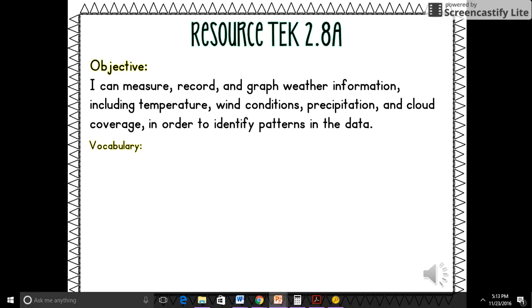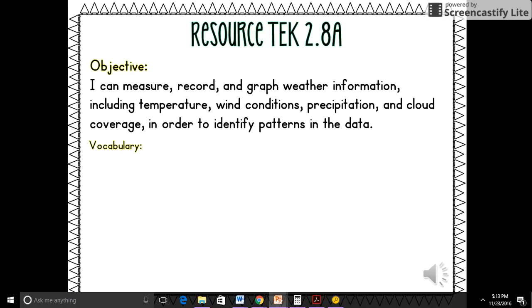Now let's read that together. I can measure, record, and graph weather information, including temperature, wind conditions, precipitation, and cloud coverage, in order to identify patterns in the data. Your vocabulary is listed next.